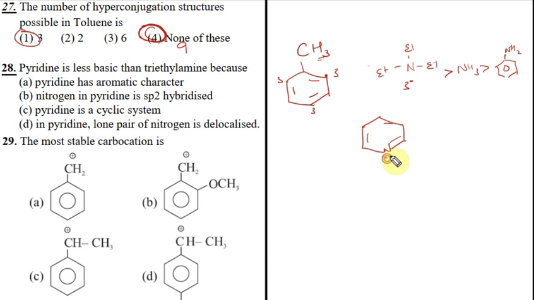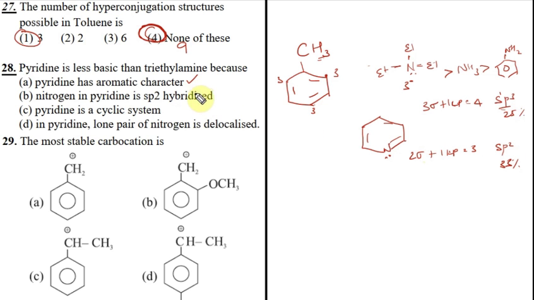This is pyridine. It is less basic than triethylamine because, when you look at it, pyridine has aromatic character. This is true, but that's not the reason why it is less basic. The nitrogen in pyridine is sp2 hybridized. Nitrogen here has 1 sigma, 2 sigma, 3 sigma bonds plus 1 lone pair, which is 4, meaning 1 s and 3 p, sp3 hybridization. In pyridine I have 2 sigma bonds and 1 lone pair, total 3 electron pairs, so that is sp2 hybridization. S character is 33% versus 25%. If the s character is higher, electronegativity is higher and basicity is lower.